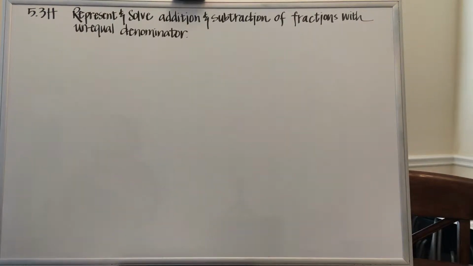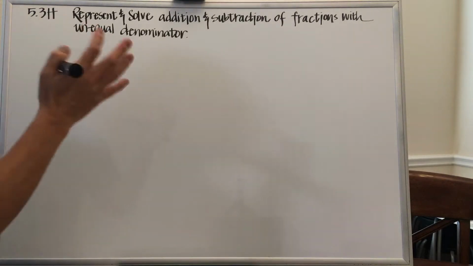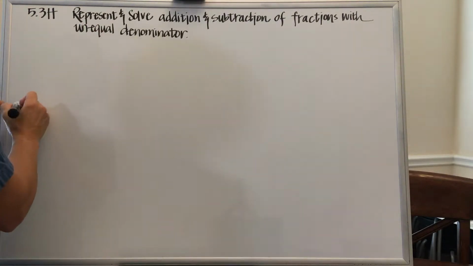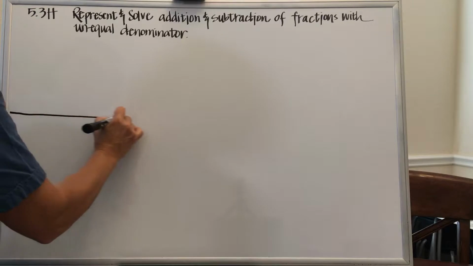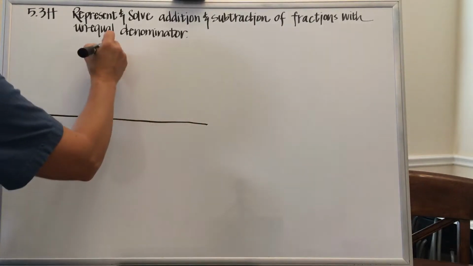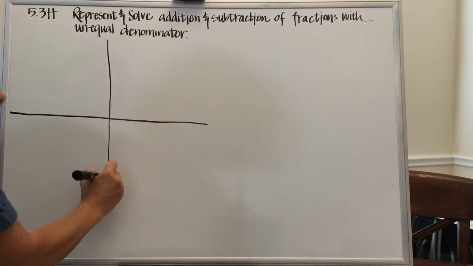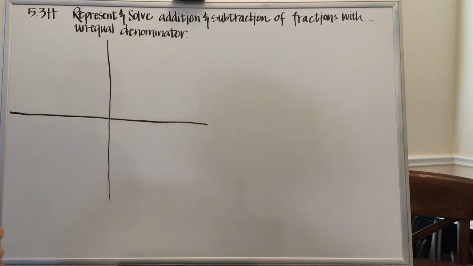This lesson is on 5.3h, which is represent and solve addition and subtraction of fractions with an equal denominator. So we're going to work through a few examples. First, we're going to look at some addition equations, and in doing so, we're going to take it in 4 steps. So I'm just going to draw myself a 4 square to organize my way of thinking and representing my work.